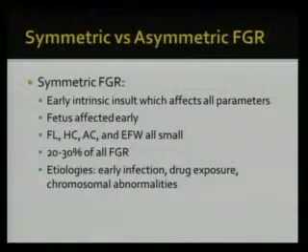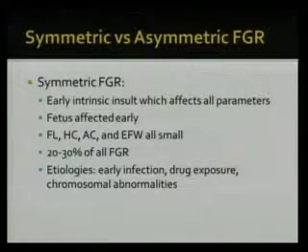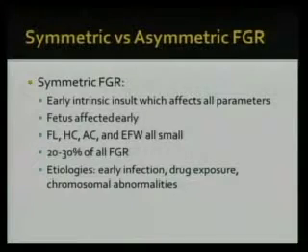This influences symmetric versus asymmetric growth restriction. In symmetric growth restriction, we see an early insult, which affects all the parameters that are measured. This fetus is affected early in those first 1 or 2 categories. Femur length, head circumference, abdominal circumference, estimated fetal weight should all be small. And it consists of about 20 to 30% of all growth restriction. And these etiologies can be something like early infection or drug exposure or chromosomal abnormalities that can contribute to symmetric growth restriction.